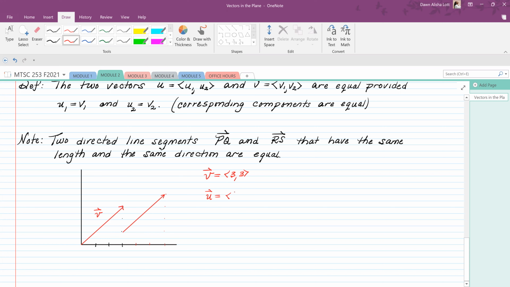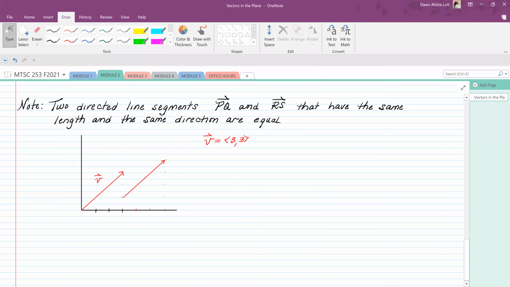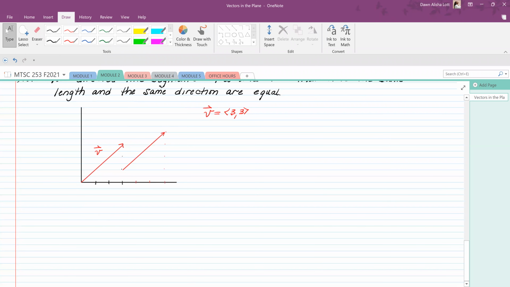Those two vectors are the same vector. I have to show you why in a minute. I can't show you yet, but they're the same vector. They're in the same direction and they're the same length. So they're equal. Okay.